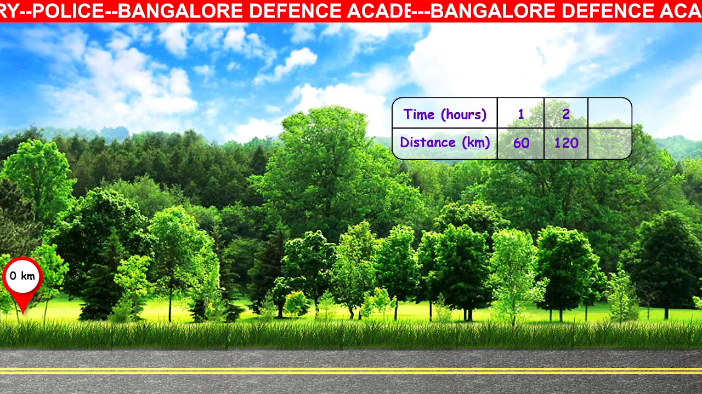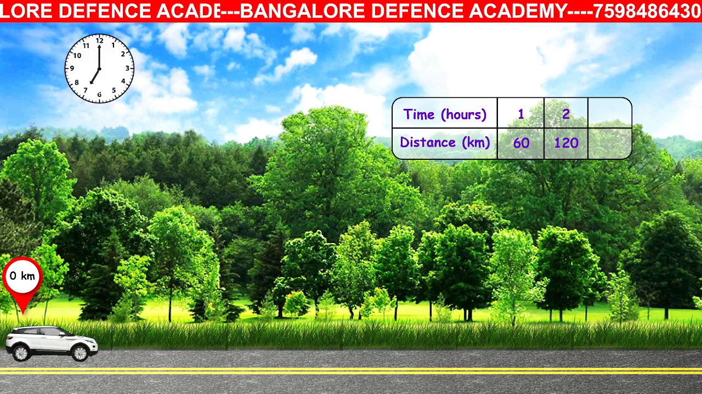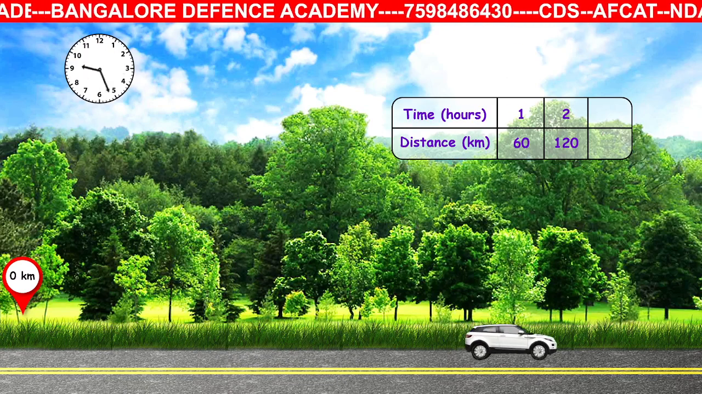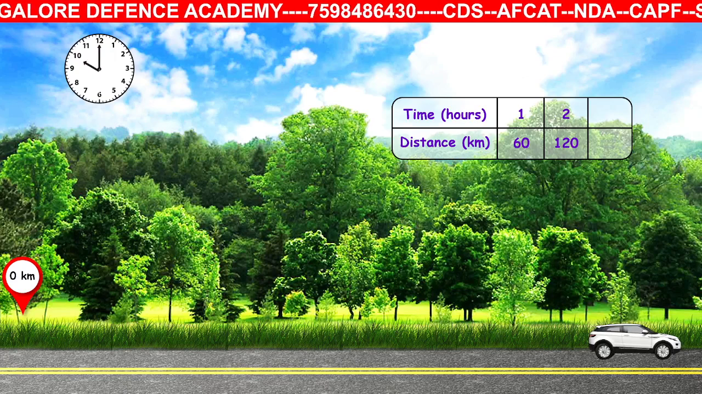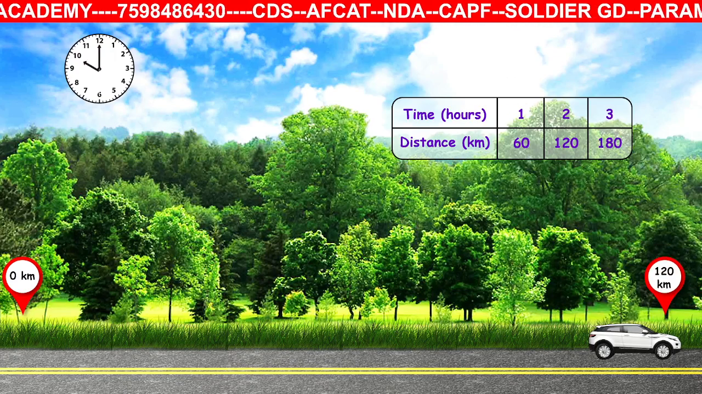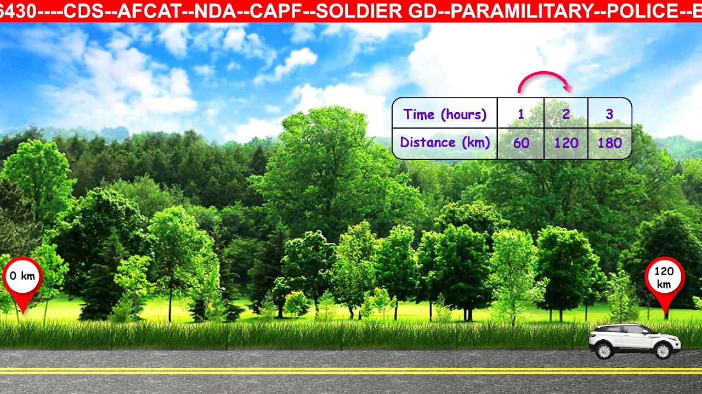Now let us have one more example. I started my car journey at 7 a.m. and now I am traveling 3 hours, so I stopped my journey at 10 a.m. Can you tell me how much distance I traveled? The answer is 180 kilometers. Yes, you are right. So now let us try to understand what's happening here.